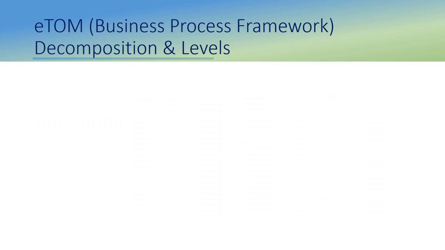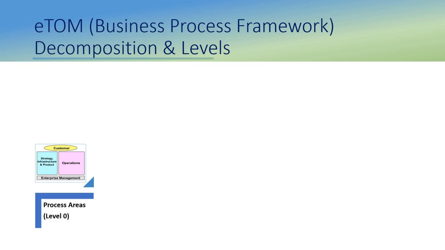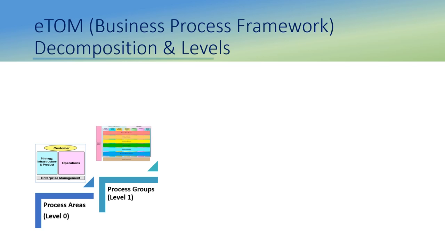Let's understand process decomposition and levels in eTOM. Process decomposition breaks a process into smaller components and reveals finer levels of detail. It does not mandate any flow relationship among the processes. Level 0 comprises the 4 process areas: customer, SIP, operations, and enterprise management. Process groups are part of level 1.